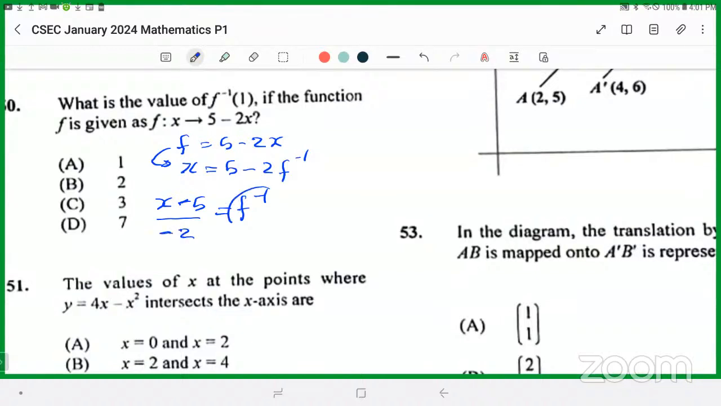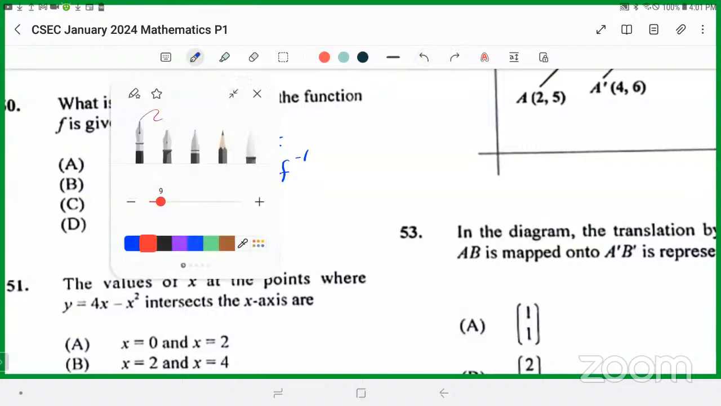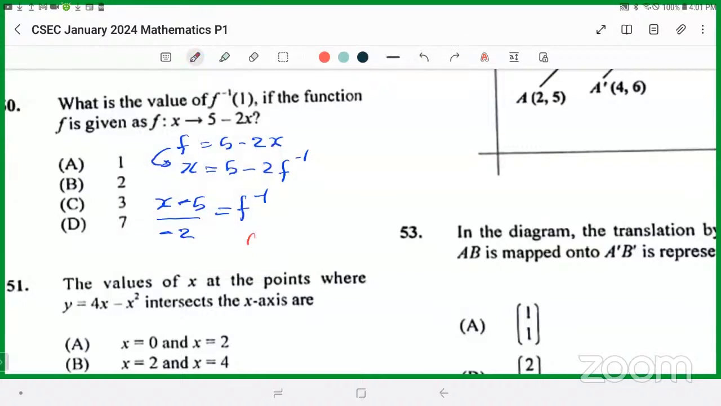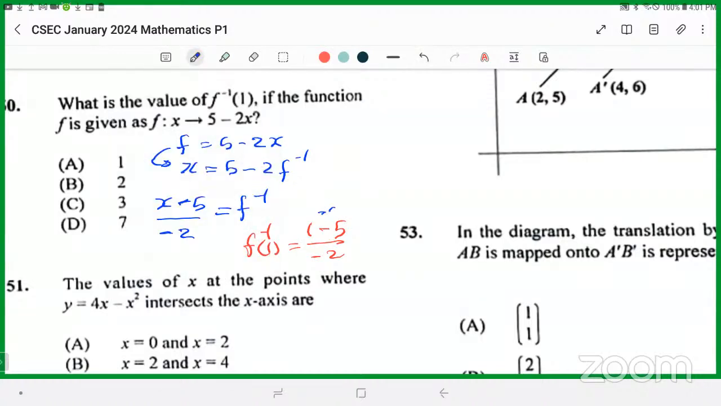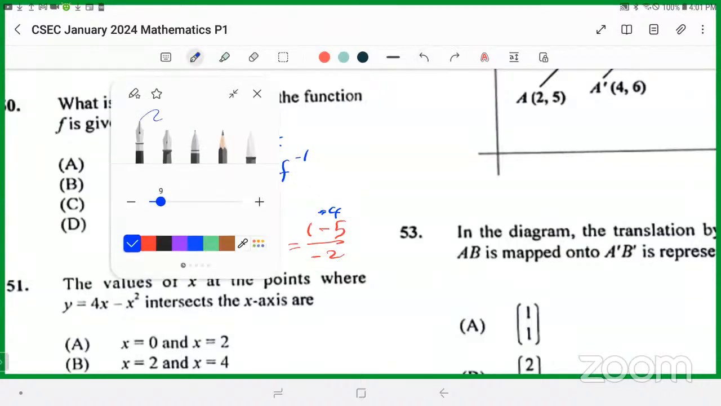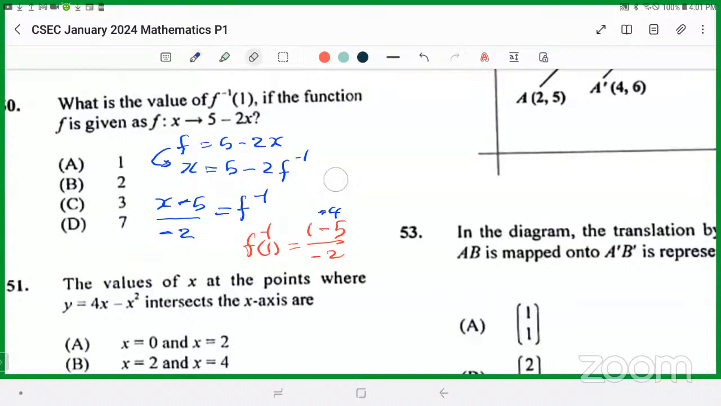So we want f to the minus 1 of 1 now, which means we're putting 1 for the x here. So it becomes 1 minus 5 over negative 2. That's a negative 4. Negative 4 over negative 2 becomes a positive 2.